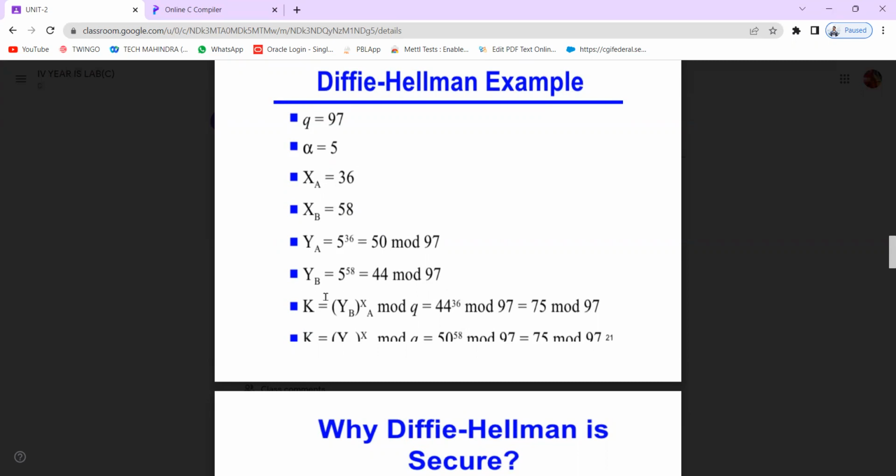So here we can see that the secret key of A and the secret key of B are the same. So we can conclude that the shared secret key is the same and the message is sent securely.